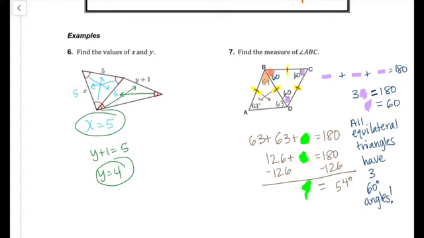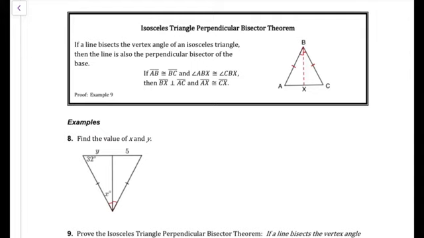And when I add 54 degrees plus 60 degrees, I end up getting 114 degrees for angle ABC, and that will be my answer. Our next theorem is the isosceles triangle perpendicular bisector theorem. If I draw an angle bisector on an isosceles triangle, it's going to be a perpendicular bisector. It's going to cut AC in half, and it's going to make a 90-degree angle where the angle bisector meets the base. Let's do an example of this on number 8.